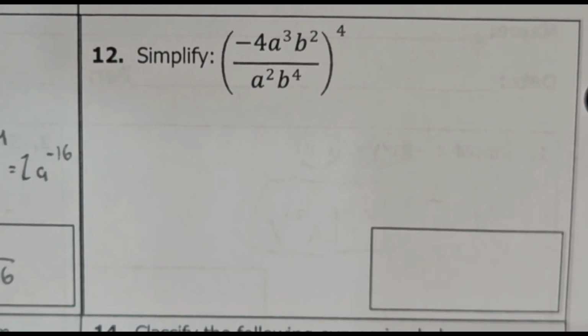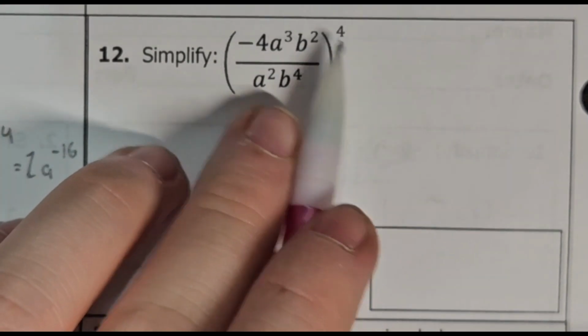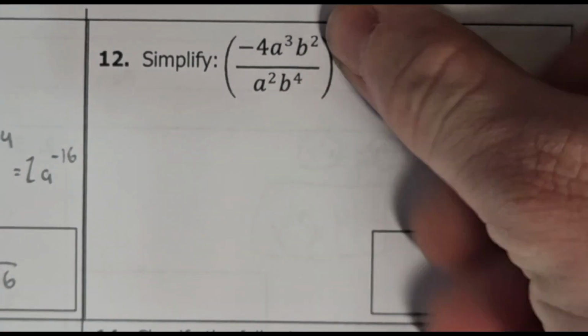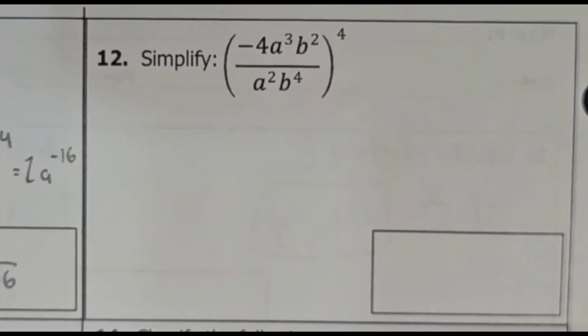Okay, number 12. We have a fraction on the inside of the parentheses and then an exponent on the outside. Now in the order of operations, it does say to do what's in the parentheses first, and so if there's anything I can do in the parentheses, I should do that first before doing the exponent.